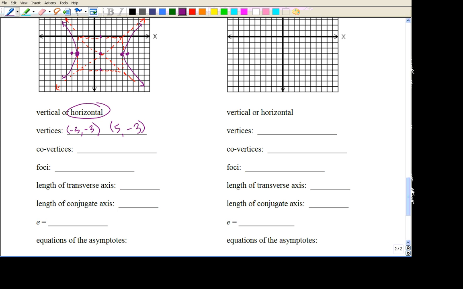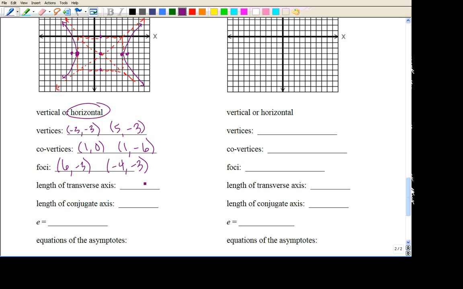Vertices right there. Okay, the co-vertices, the top and bottom points here. So we've got 1, 0, and 1, negative 6. The foci are the points on the inside of the branches here, and we've got 6, negative 3, and negative 4, negative 3.